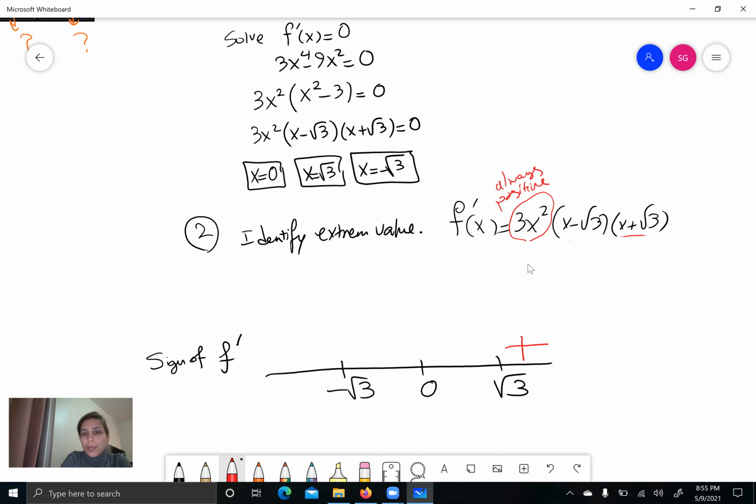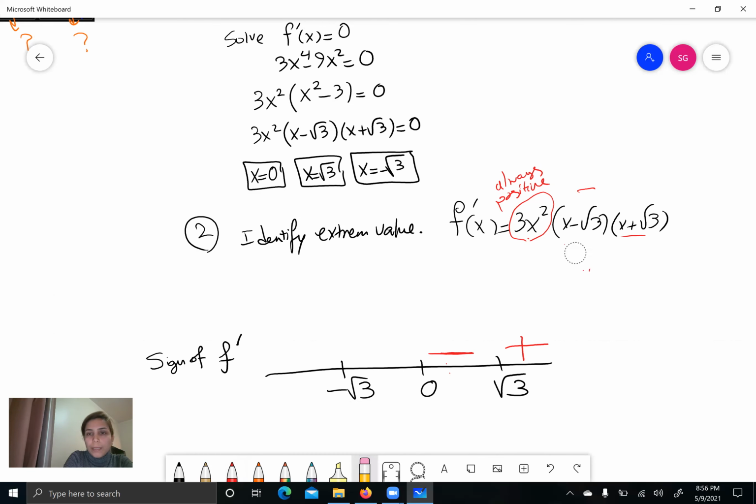What about between 0 and square root of 3, like 1? For example, 1 is here. Try 1. This is positive. 1 plus this is positive, but 1 minus square root of 3, 1 minus 1.7, this is going to be negative. So negative times positive. So I think this is negative.